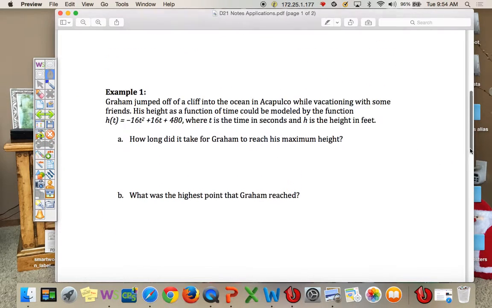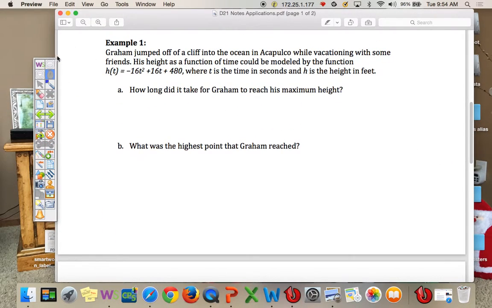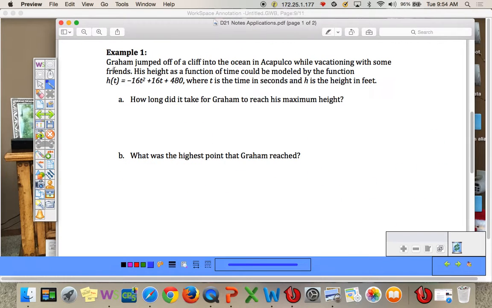So the first example, Graham jumped off a cliff into the ocean in Acapulco while vacationing with some friends. His height as a function of time could be modeled by this function, where t is the time in seconds and h is the height in feet. So again, here is Graham on the cliff, and he's going to jump up and then down.